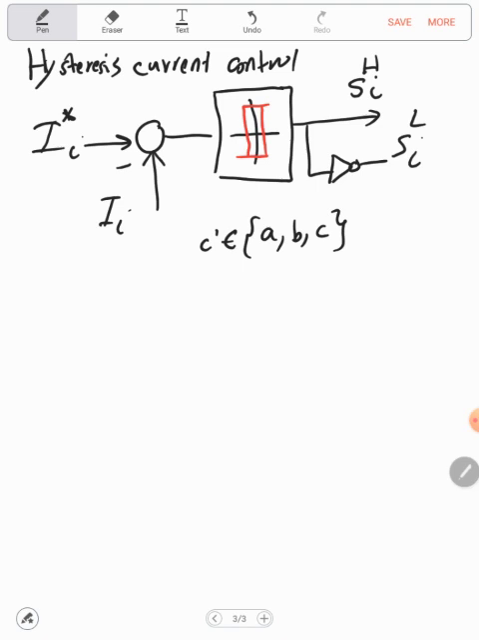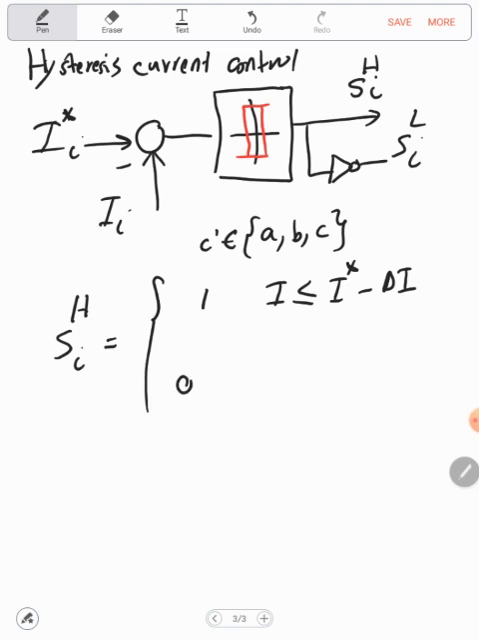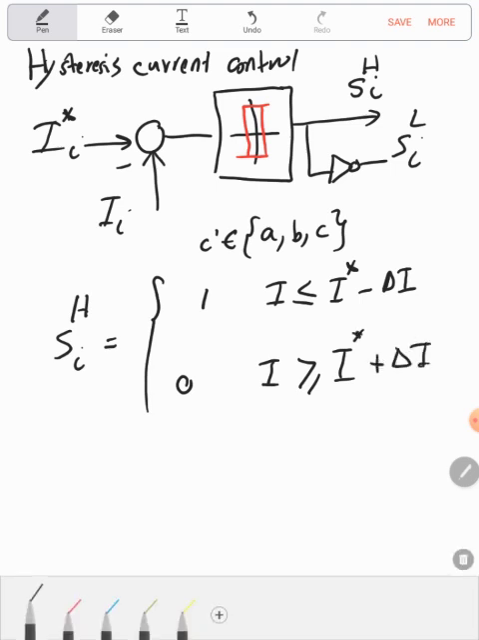Now the gate pulse here, S_IH for example, will be equal to 1 if I is less than or equal to I star minus delta I, and 0 if I is greater than or equal to I star plus delta I, where delta I specifies the hysteresis band. So here we can give an example.